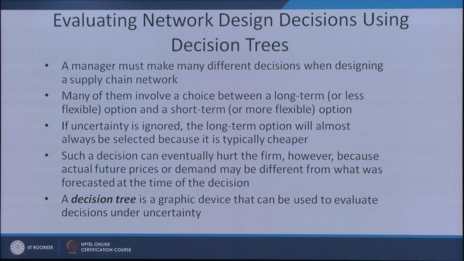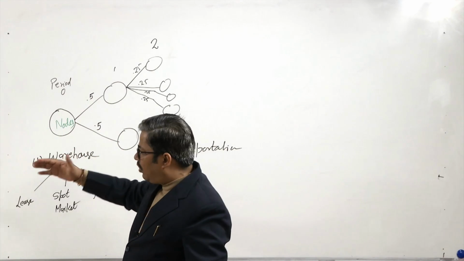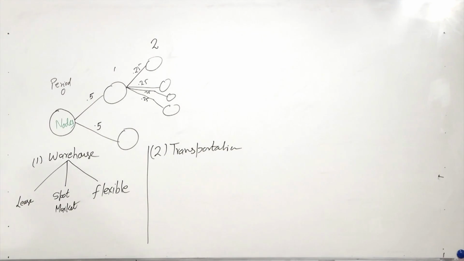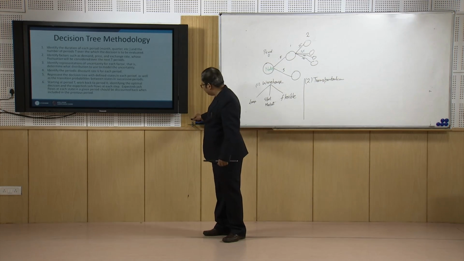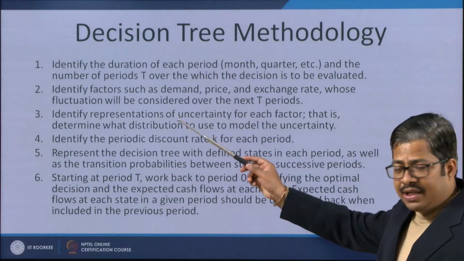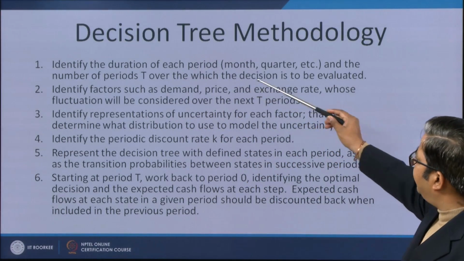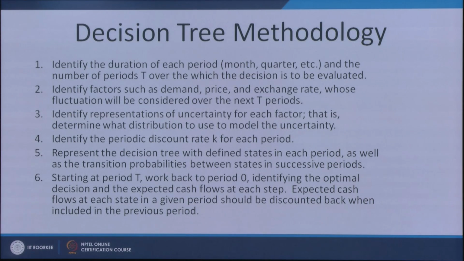Then finally, as I was mentioning, we will use the decision tree for evaluating these decisions with the uncertainty cases. Now, what is this decision tree methodology? Let us see how we are going to use this decision tree methodology for evaluating decisions with uncertainties. The first thing is, we need to identify the duration of each period and the number of periods T over which the decision is to be evaluated.